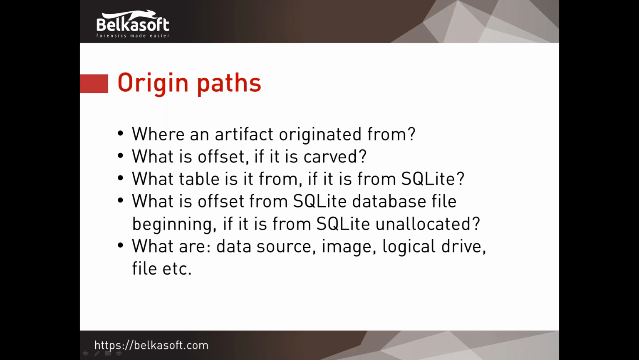Sometimes an artifact is a nested one. For example, it was a picture from a document which was an attachment to an email from some mailbox. And this is a little bit tough to explain when you don't know the exact way this artifact was extracted. So all these questions are now answered with region paths.